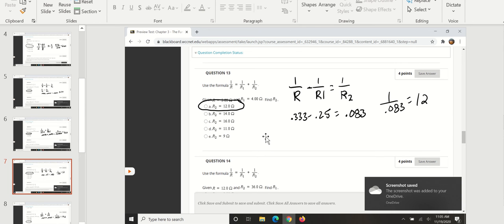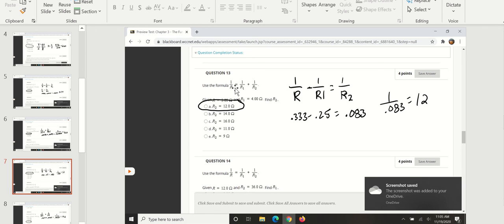Question 13, this is one of the questions related to Ohm's law, and this is the formula for two resistors in parallel. One thing you'll always see is that when you have two resistors in parallel, the total resistance is going to be lower than either one of the parallel resistors. It will always work out that way.